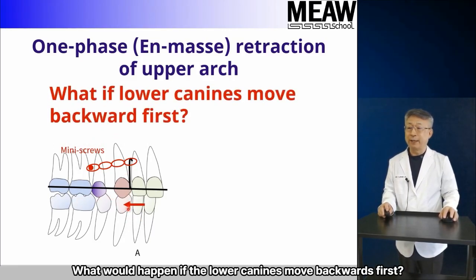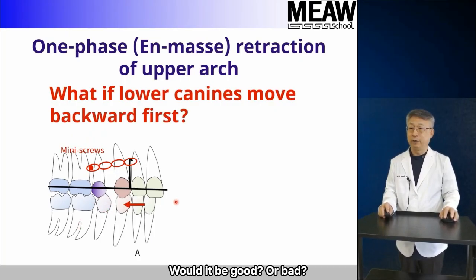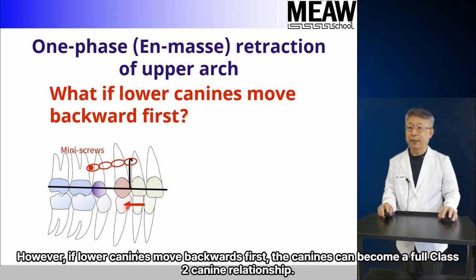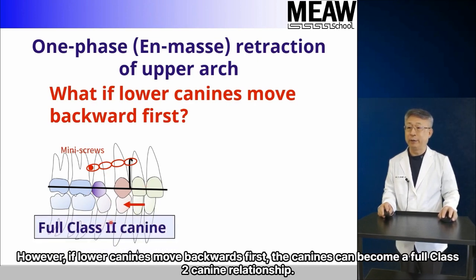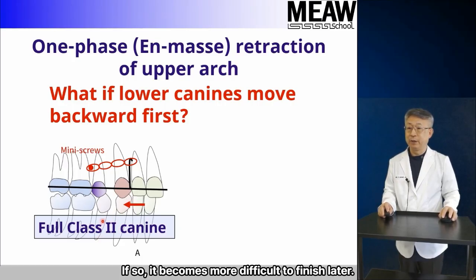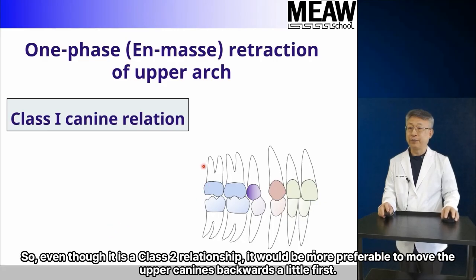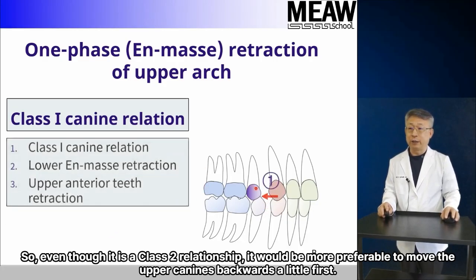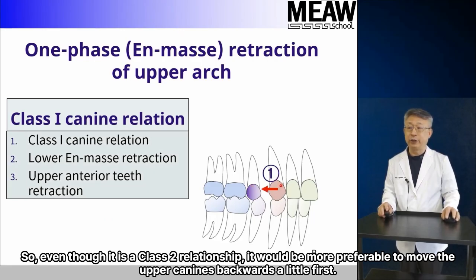What would happen if the lower canines move backwards first? Would it be good or bad? The space can be closed easily. However, if lower canines move backwards first, the canines can become a full class 2 canine relationship. If so, it becomes more difficult to finish later. So even though it is a class 2 relationship, it would be more preferable to move the upper canines backwards a little first.